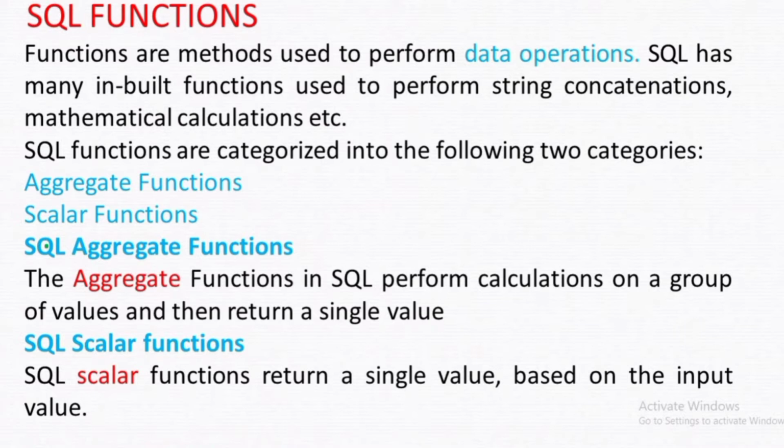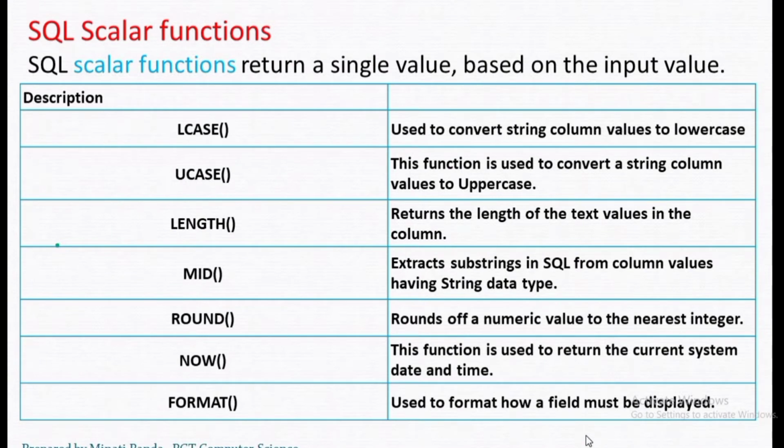There are various types of scalar functions. In this video, we will discuss some of them. LCase or LOWER is used to convert string column values to lowercase. UCase or UPPER function is used to convert string column values to uppercase. The LENGTH function returns the length of the text value in the column. The MID function extracts substrings in SQL from column values having string data type.